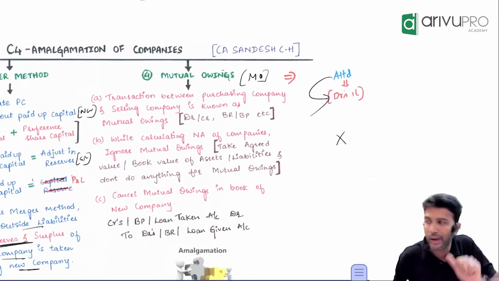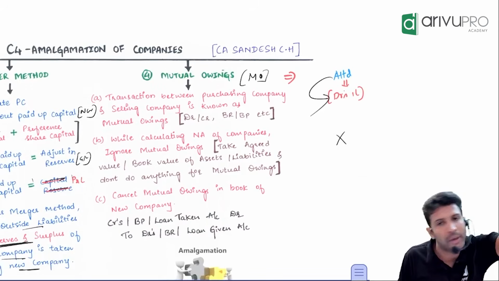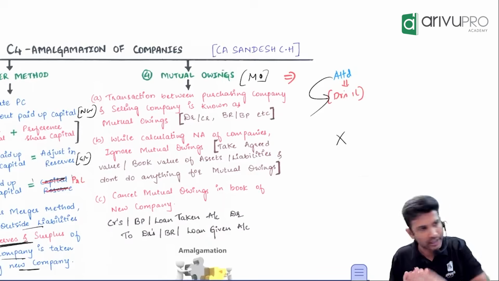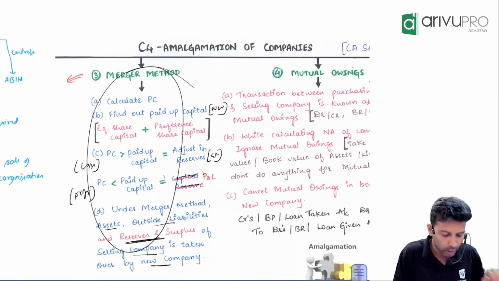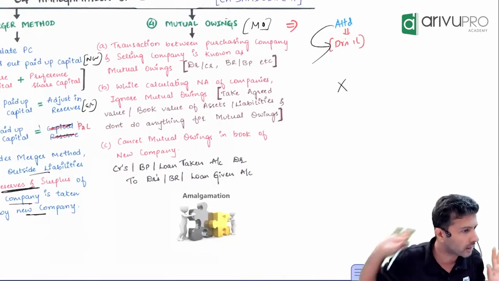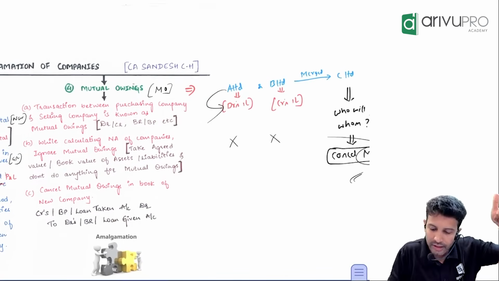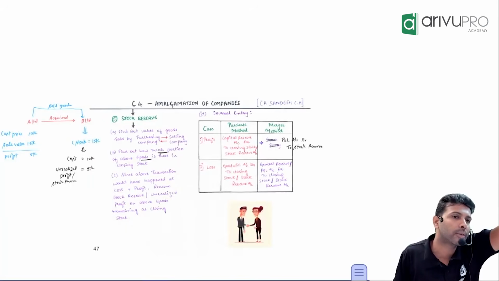So mutual owing adjustments, you can see it in purchase method also. You can see it in merger method also. These are all common. Steps are over. These are the broad steps. Now we are discussing some extra adjustments which they usually put in the questions. Got the concept? Yes.